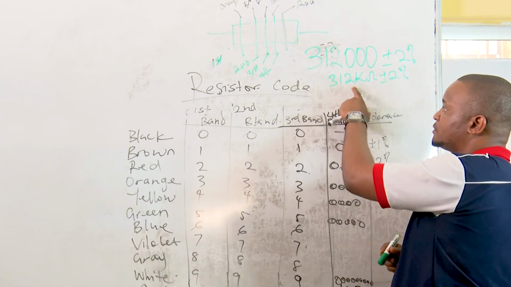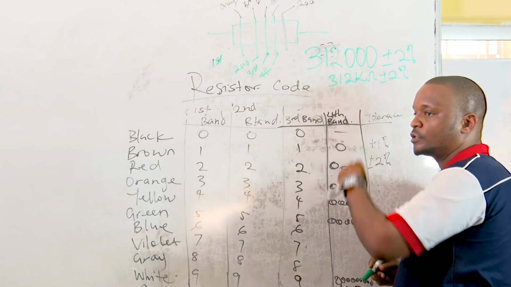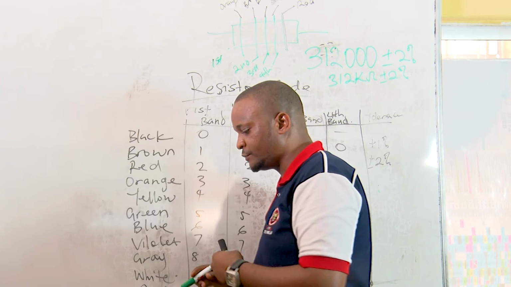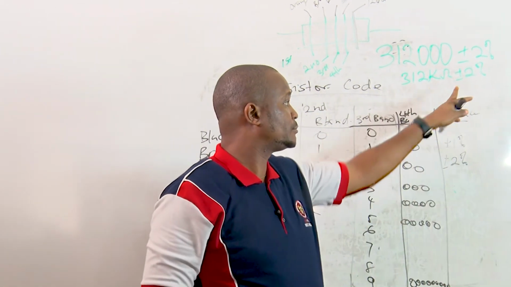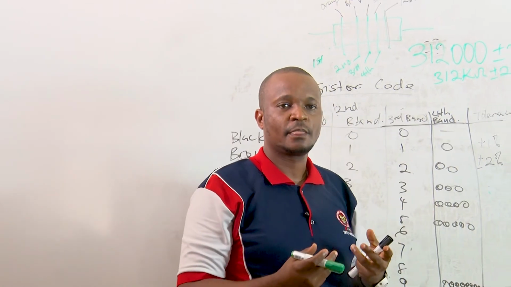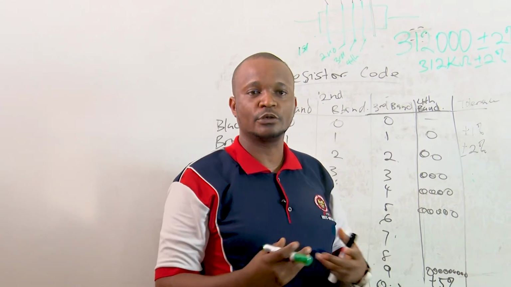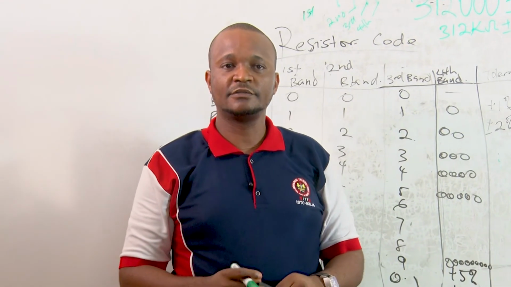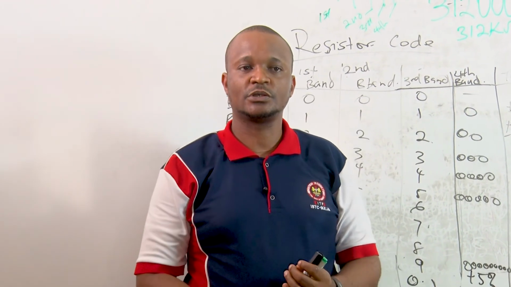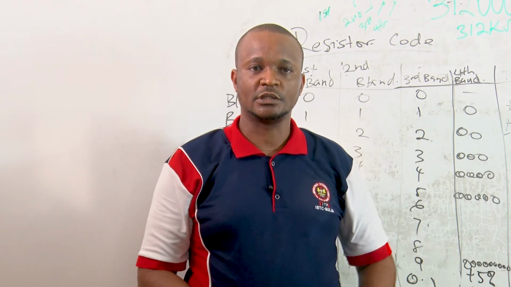So you can see that extra value, 2. So instead of having 31, you can have 312. So this is more accurate, plus or minus 2%. Or if it's brown, plus or minus what? 1%. So this gives us a greater precision on its usage.